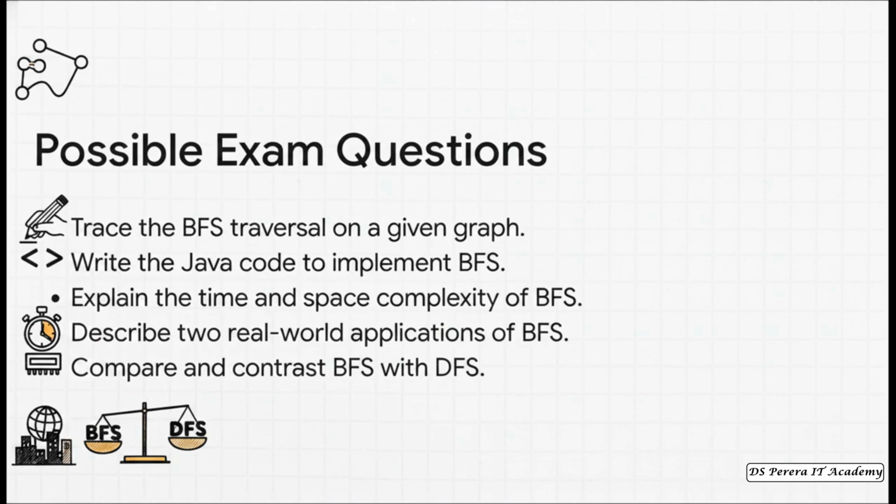To really test your understanding, try tackling these challenges. Can you take a brand new graph and trace a BFS traversal from scratch, showing the state of the queue at every single step? Could you write the Java code for it without peeking at your notes? And maybe most importantly, can you explain to someone else why its complexity is O of V plus E, or describe a situation where you would absolutely choose it over DFS? If you can do those things, you've truly mastered this algorithm.